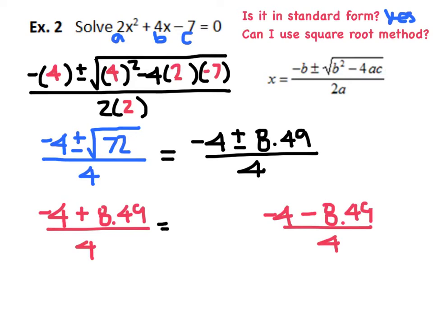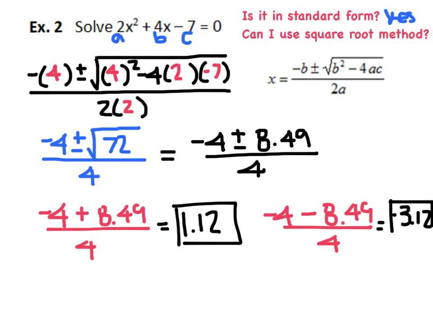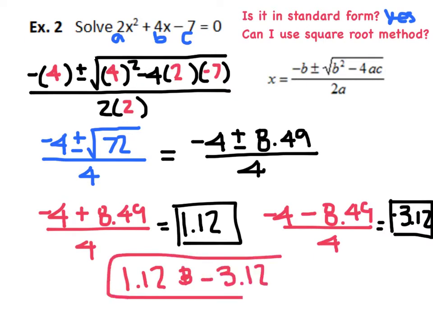When I do -4 plus 8.49 and divide it by 4, my answer is 1.12. It's my first solution. And then on the second problem, when I do -4 minus 8.49 divided by 4, I get -3.12. So therefore my two solutions are 1.12 and -3.12.